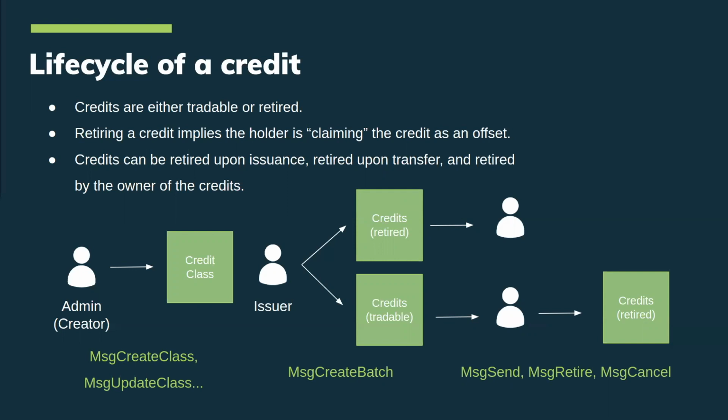update state, ecocredit module state, include the ability to create a class. So there's a message create class, the ability to update the credit class. These are the functions that the admin is responsible for. So that's updating the admin role, updating the metadata, updating the issuers list, as well as a message for creating a credit batch. And that's what the issuer is responsible for within a credit class. And then there's also the ability to send, retire, and cancel credits.